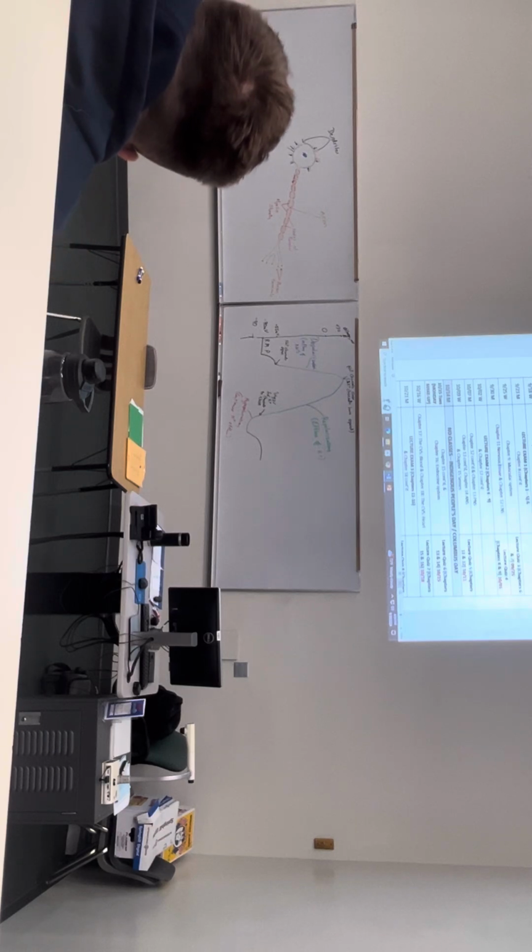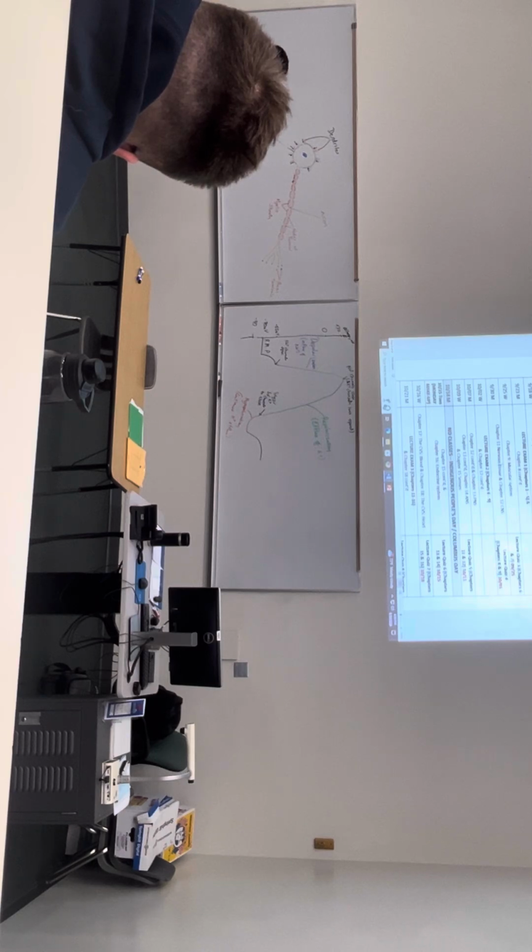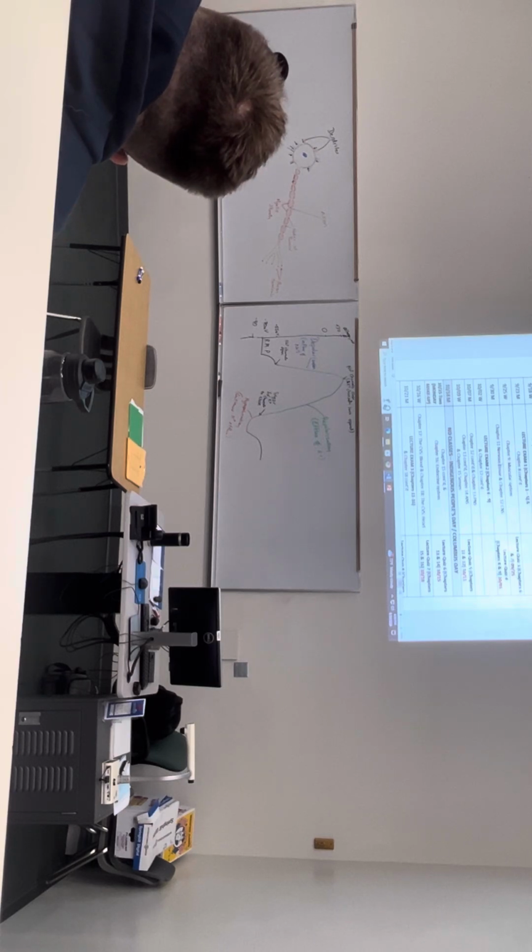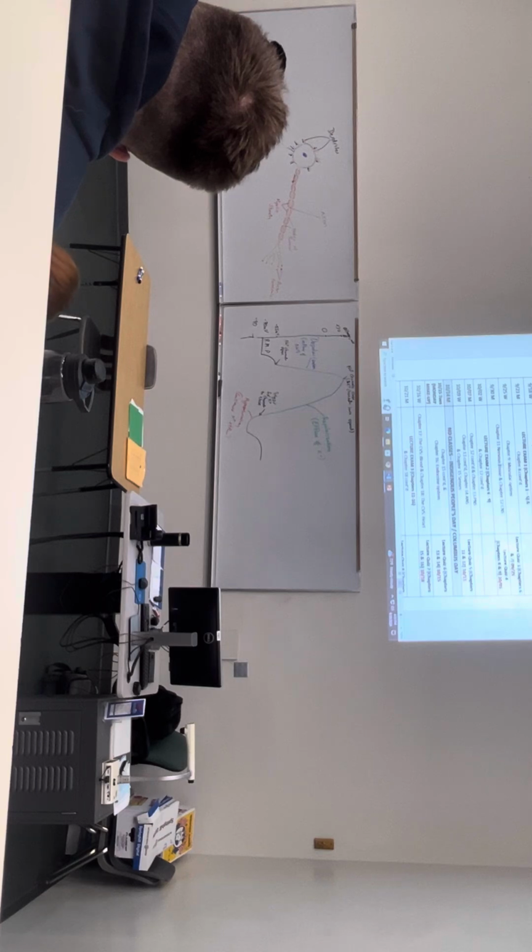What's the second phase called? Excitation-contraction coupling. We have this impulse going, but how does it translate? What's released? Calcium is going to be released into the sarcoplasm. What does this calcium do when it's in the sarcoplasm? It binds to troponin, which then changes shape.